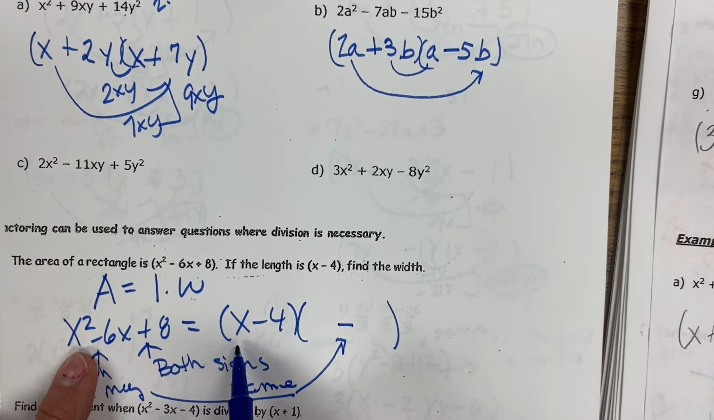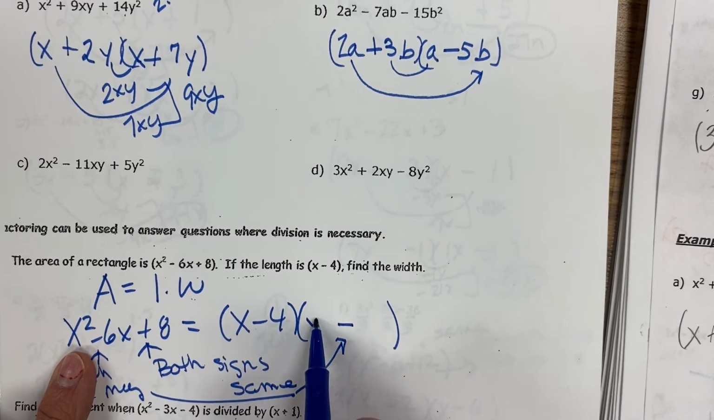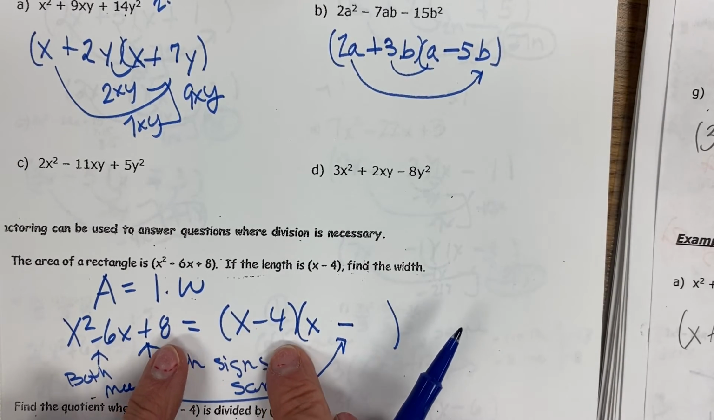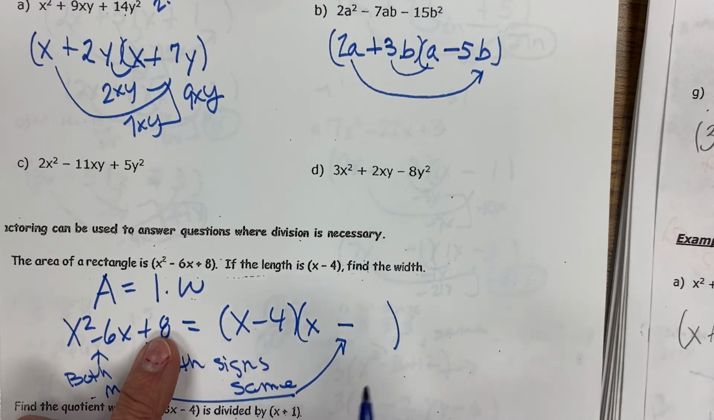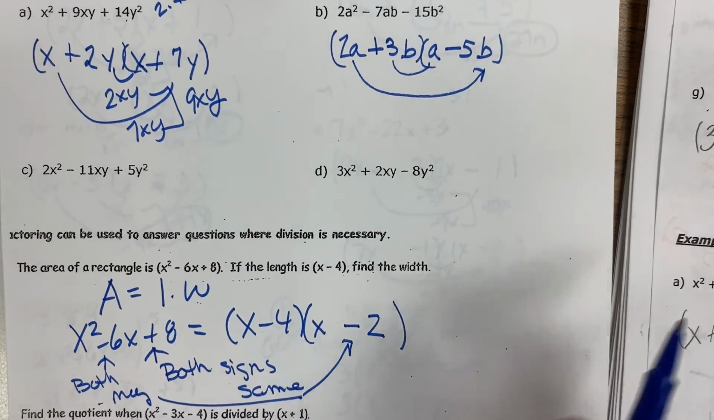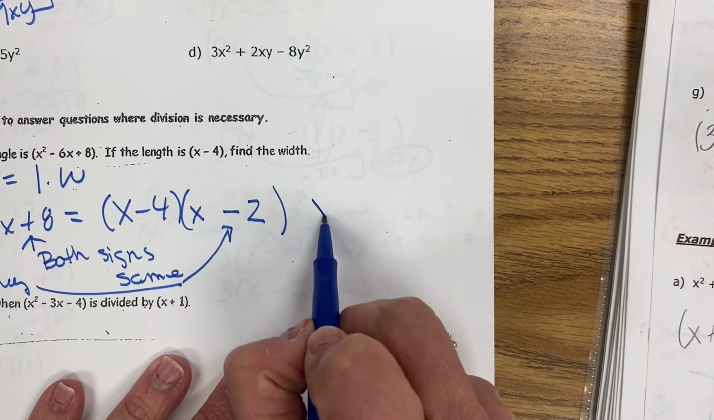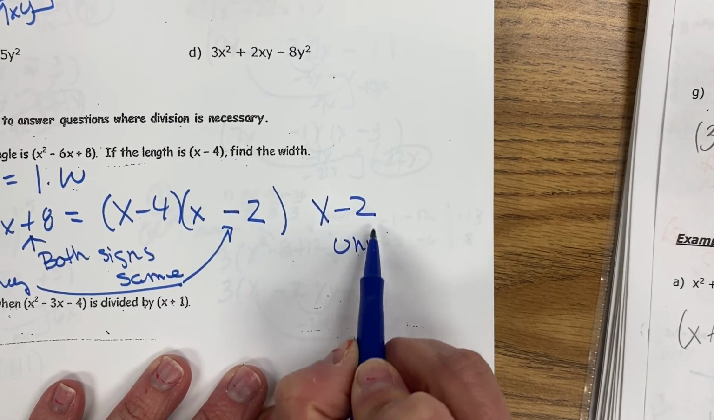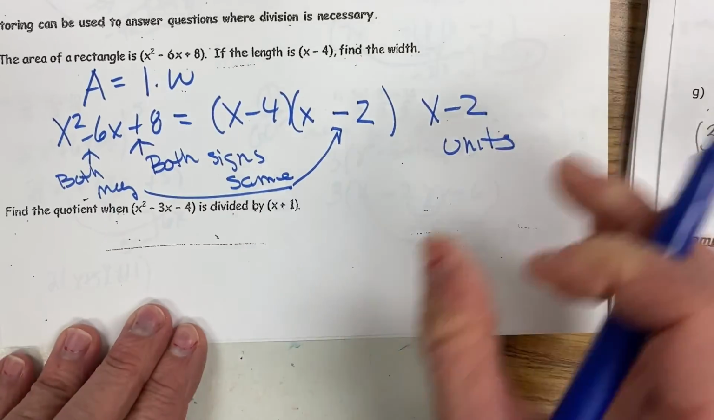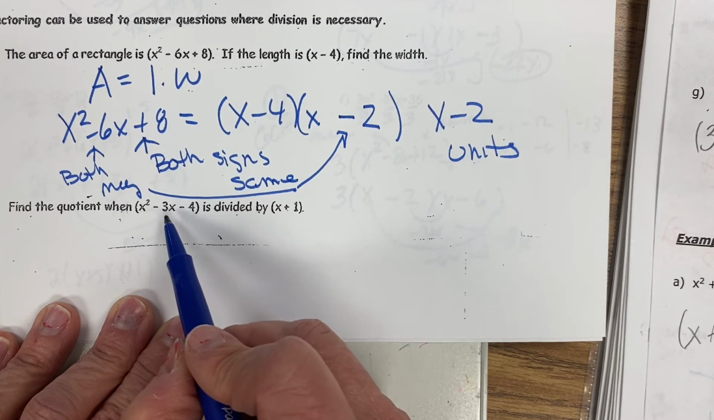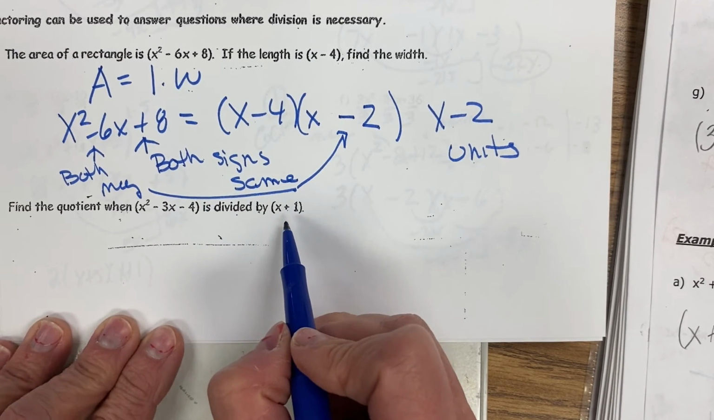I also know that the first term on each one is going to be x times x. Well, if this is x, this is an x. I also asked myself, if this is a -4, what times -4 is going to give me a +8? Well, this is a -2. So those are the questions that you have to ask yourself. So my width is x minus 2 units. Another way they could ask you is: find the quotient when x squared minus 3x minus 4 is divided by x plus 4.